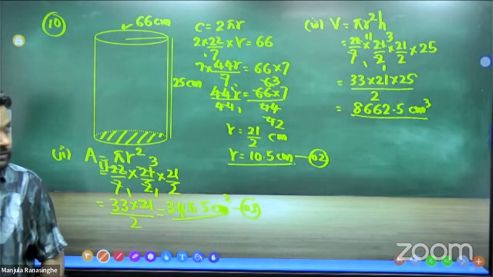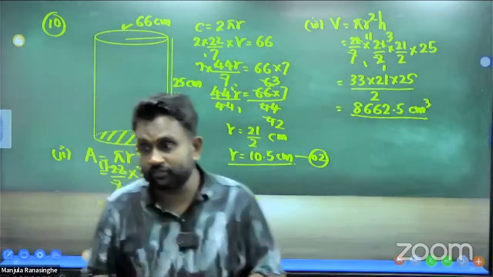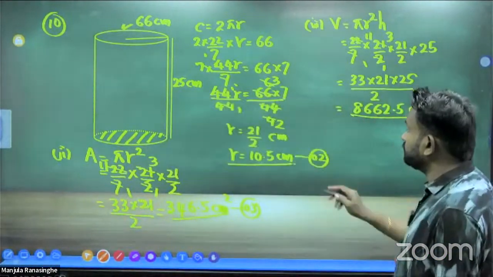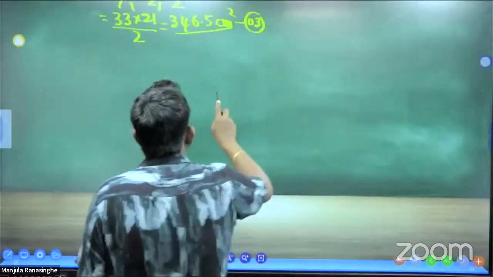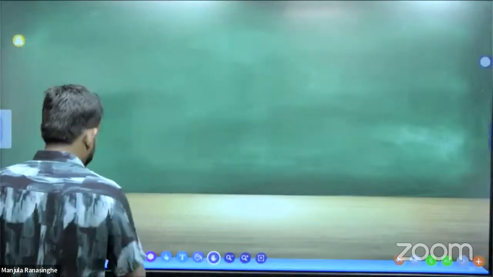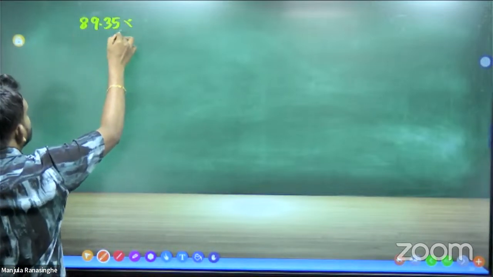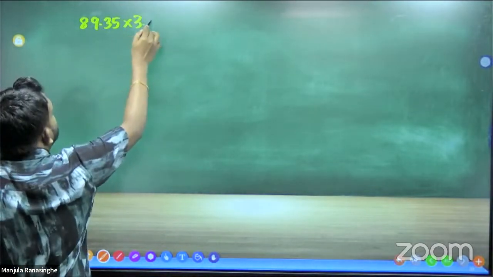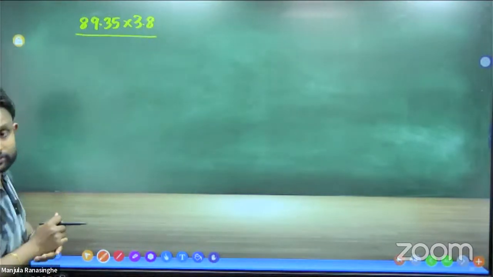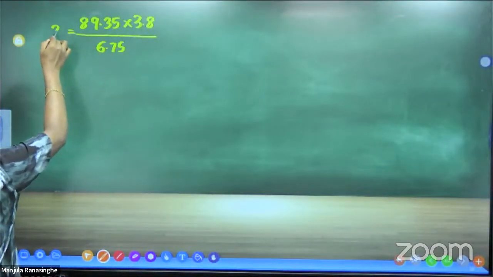Right, now we move to the next part here. What is the next part? Using the logarithm tables, find the value of this one. Now we are going to use the logarithm table. Check the equation they have given. 89.35 into 3.8 divided by 6.75. I take it as x, right?